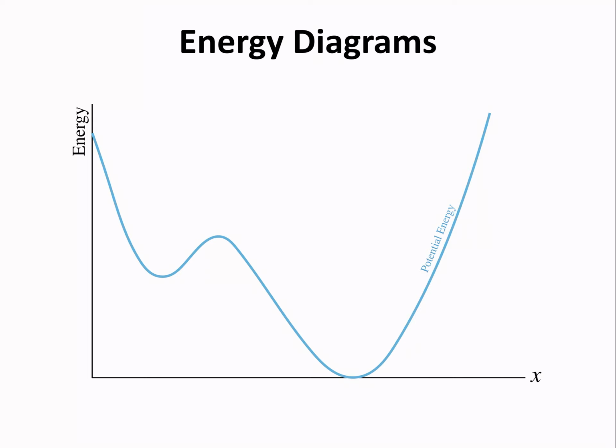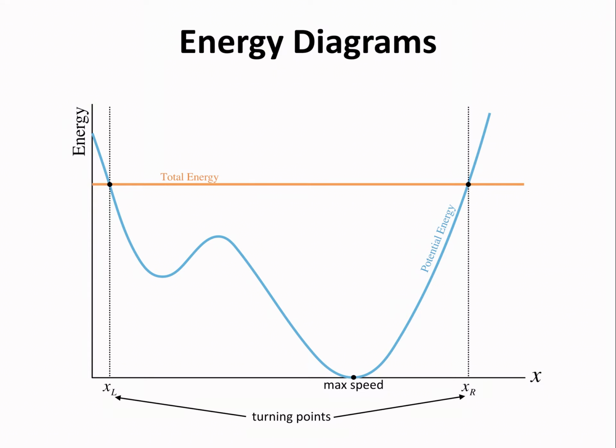So here's our potential energy, right? We know total energy is always constant. That's represented as this flat line. This is our maximum speed because wherever our potential energy is minimum, our kinetic energy is maximum. If we have our potential energy crossing our total energy, then these are our turning points, and anything outside of here is not an accessible energy state because you don't have enough total energy to reach that potential energy. Okay, so this is what we call the classically forbidden region.